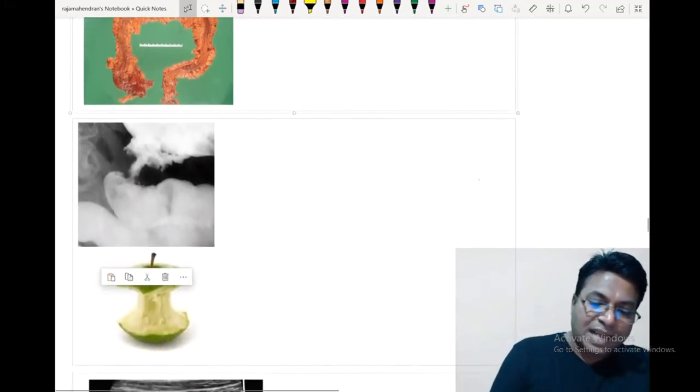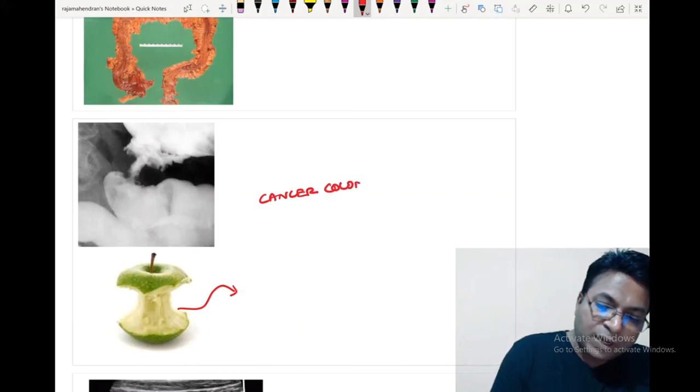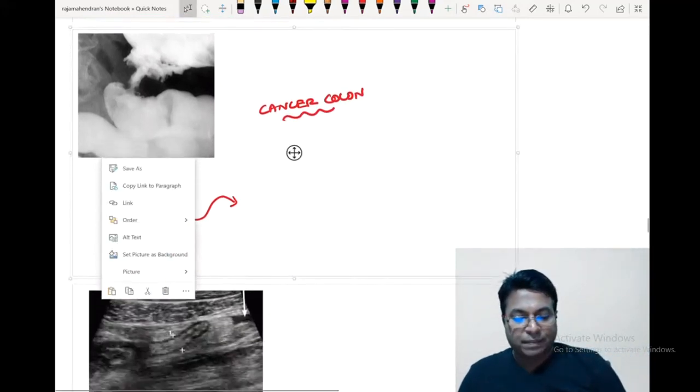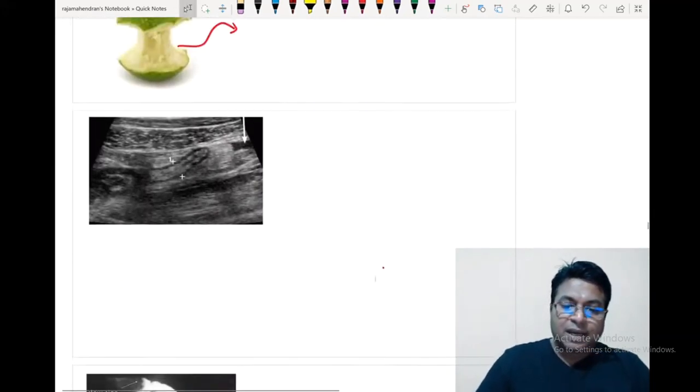So the next image is a classical image of apple core. This is an apple core seen in cancer colon. In a cancer colon, you get apple core appearance. So the typical picture of apple core appearance. Okay. And this is a repeat FMG question again for your exams. This is a clinical based question.